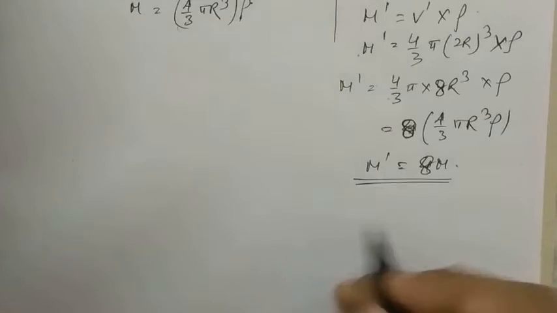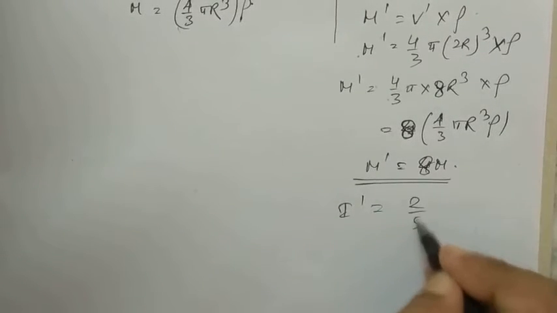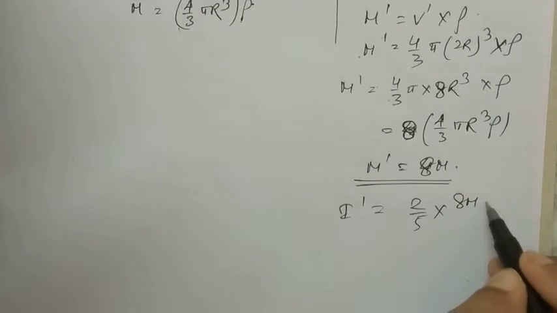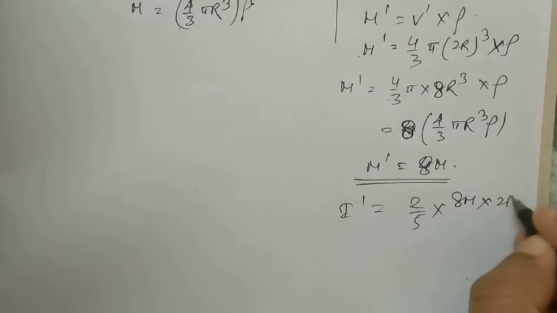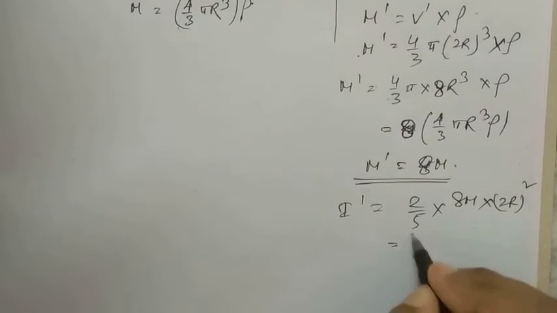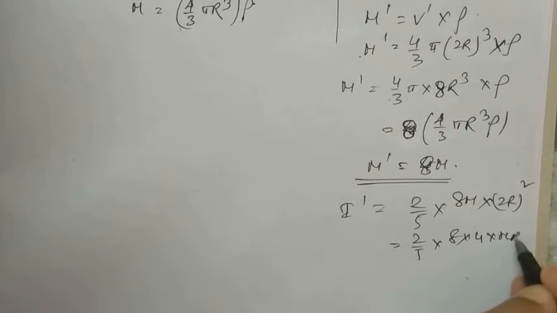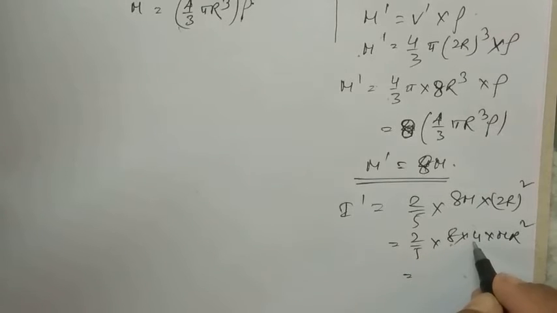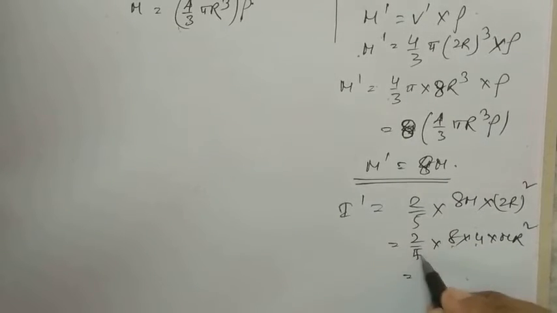So the moment of inertia of this sphere, I dash, the formula is 2 by 5 m r square. So for m we have to write 8m, and for r square, what is the value of r? They've already given it to be (2r) square. So it becomes 2 by 5 into 8 into 4 m r square. So 32 into 5.